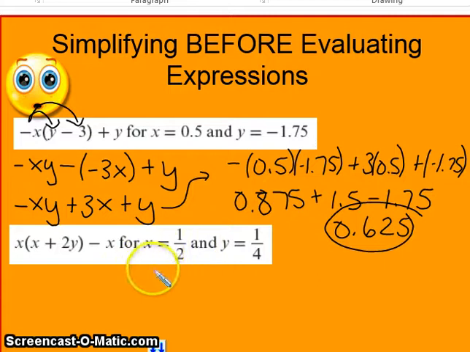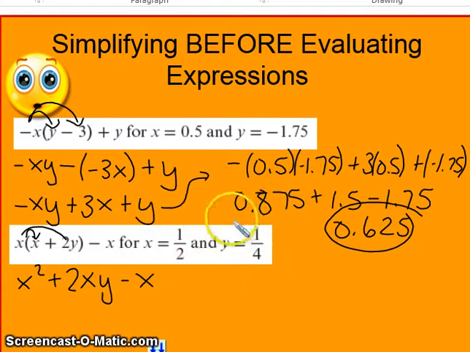Alright, now let's go to the next one. At first I'm going to simplify, and then I'm going to evaluate the expression. So I'm going to distribute this x by multiplying it by each term inside my parentheses. So here I have x times x, and when I rewrite x times x, I'm going to write it as x squared. Then I've got a plus in between them, and then I've got x times 2y, which gives me 2xy minus x.